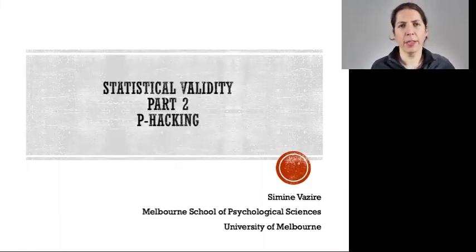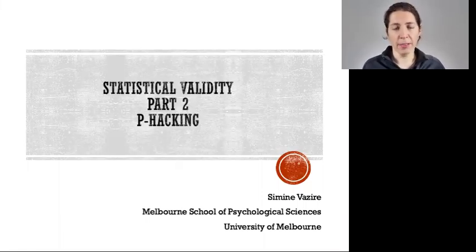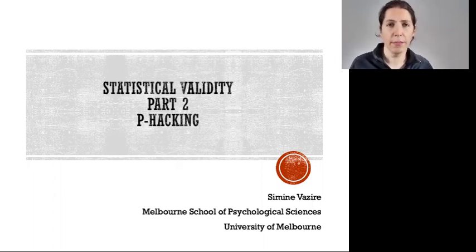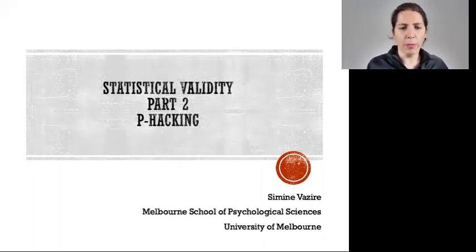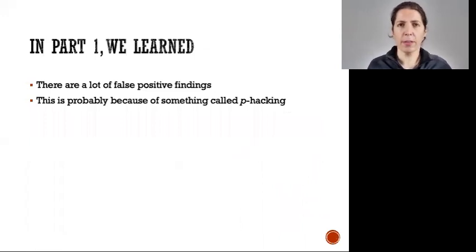So in this lecture, we're going to dig a little bit deeper into p-hacking because it's one of the biggest threats to statistical validity. So in part one, we learned that there are a lot of false positives, or potentially a lot of false positives. We don't know exactly how much, but it's worrying us now. And that this is probably because of something I'm calling p-hacking.